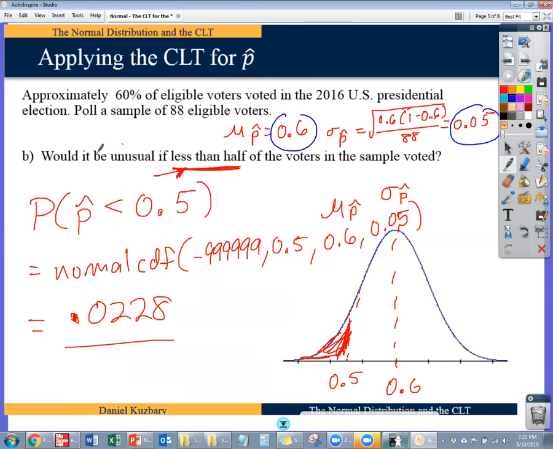And the question was, is it unusual if less than half voted? We said unusual was going to be less than 0.05. This is less than 0.05, so yes, it would be unusual if less than half the people in the sample voted. It would be very strange.